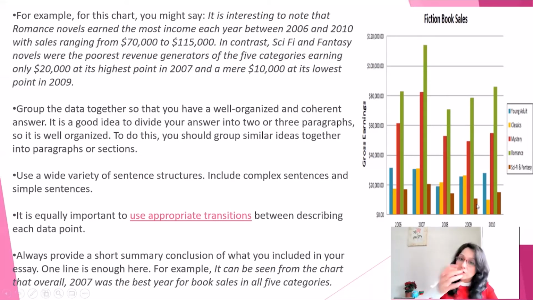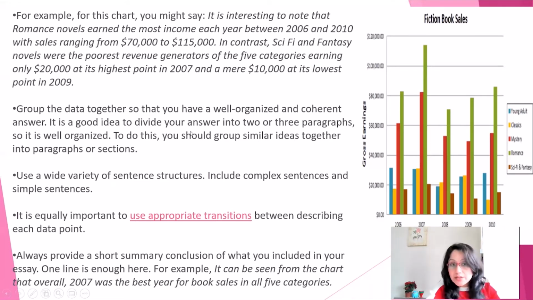All right, so this is what you're looking at. When I said you have to look for key points, there are lots of books here, but what did we focus on? We focused on the one where the sales were the highest, and then the one where the sales were the lowest, and then we looked at the contrast. Okay, so group the data together so that you have a well-organized and coherent answer.